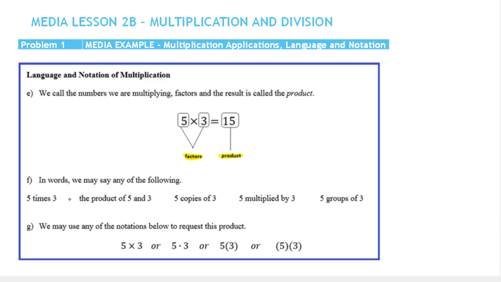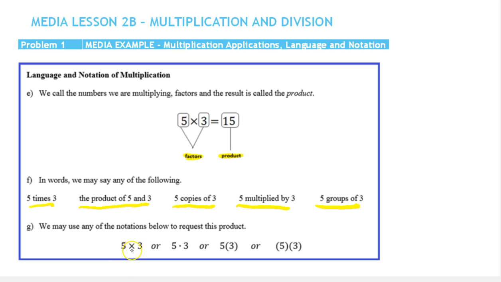There are a lot of different ways you can be asked for the product or to find this multiplication. In the last problem, they never said to multiply because they were all in context, but we could say that this is 5 times 3, the product of 5 and 3, 5 copies of 3, 5 multiplied by 3, or 5 groups of 3. These are all different ways in our language that we can refer to this multiplication problem. Also, we have a lot of different ways to write this notation symbolically.